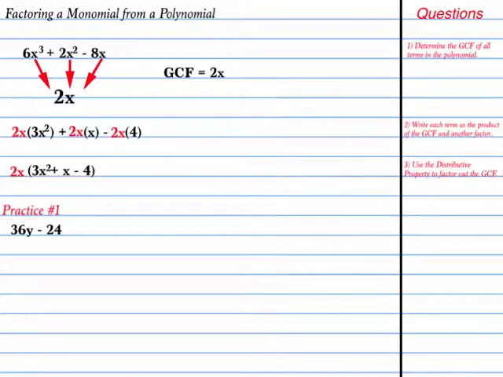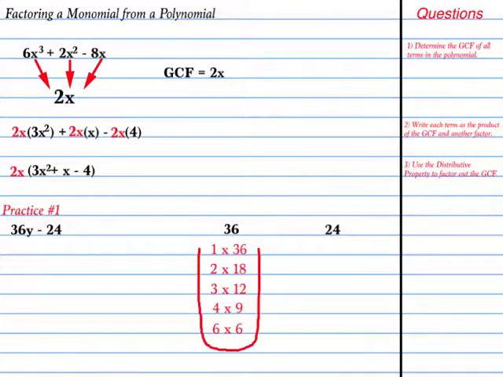So here's an example I'd like you to try. We have 36y minus 24. I want to look at 36 and 24, and I want to find the greatest common factor that those two numbers share. So let's start with 36. 1 times 36, 2 times 18, 3 times 12, 4 times 9, and 6 times 6. That double is going to make sure I know to cap off my U.